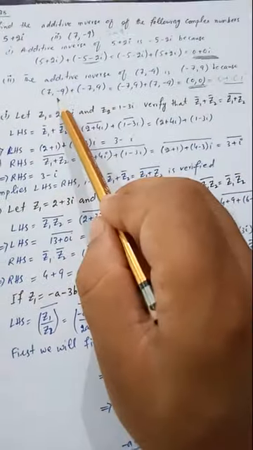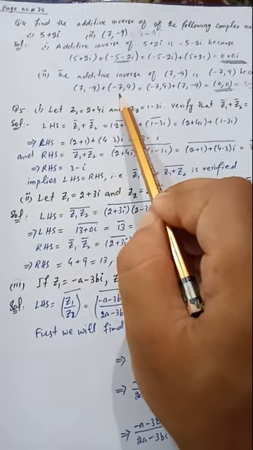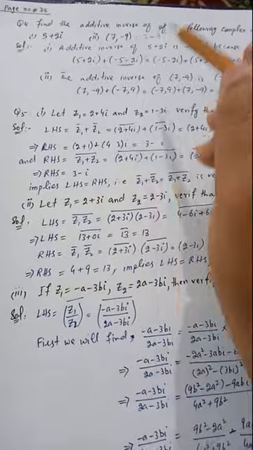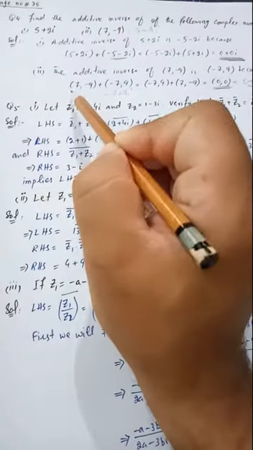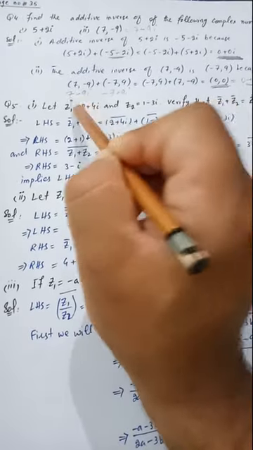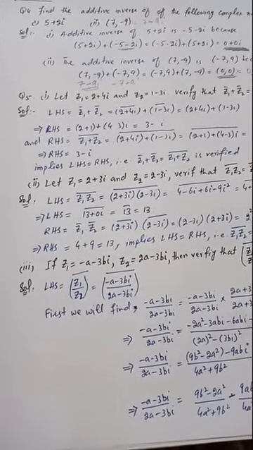So the additive inverse of this is minus 7 comma 9, or you can write this as minus 7 plus 9 iota, and this can be written as 7 minus 9 iota. So these are the additive inverses of each other.